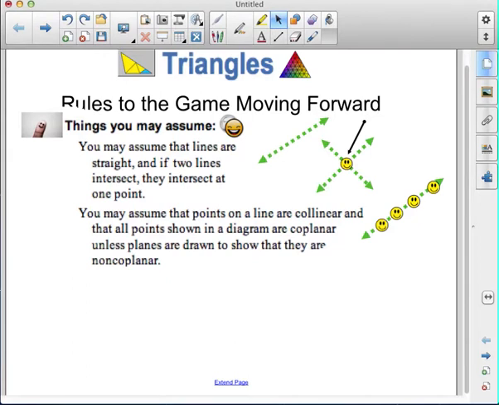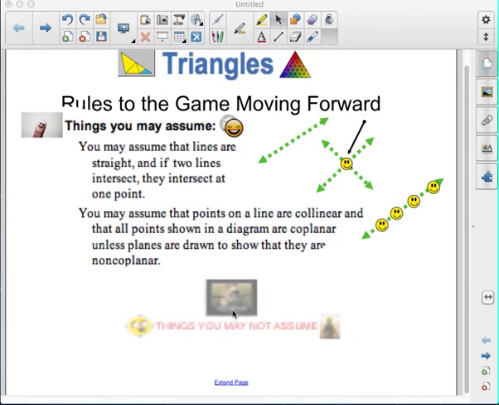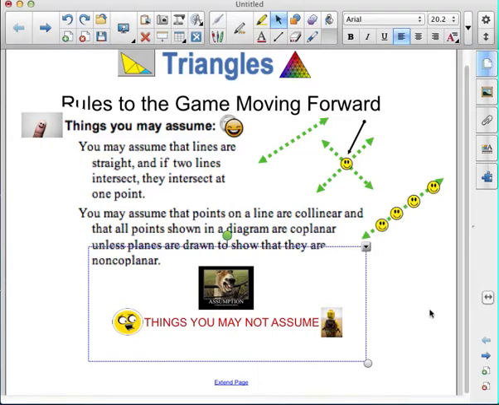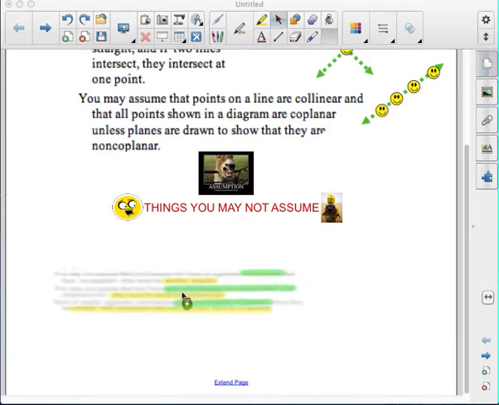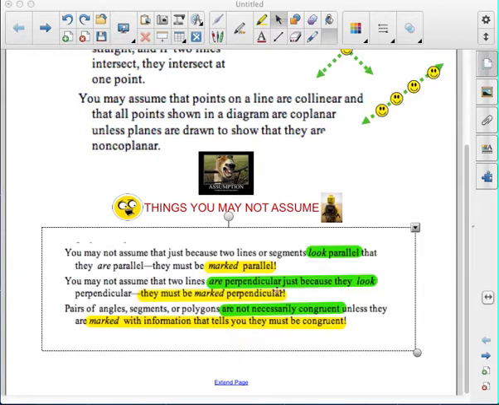Now, that being said, there are some things that we cannot assume, and these are probably a little bit more dangerous than the things that we can assume. I'm sure you've heard the expression about what happens when you assume. First, let's take a look here at the things that we cannot assume.